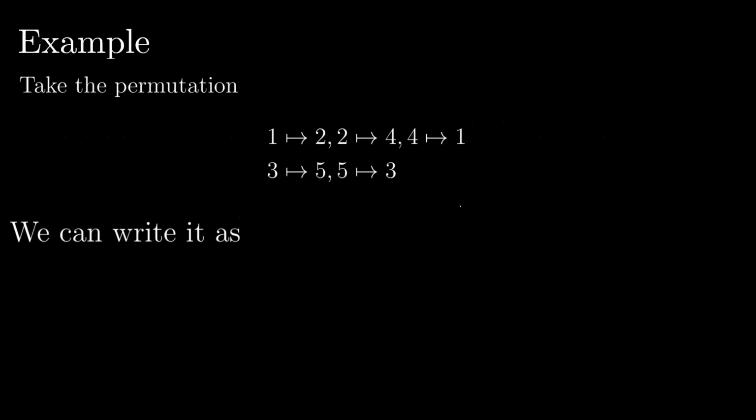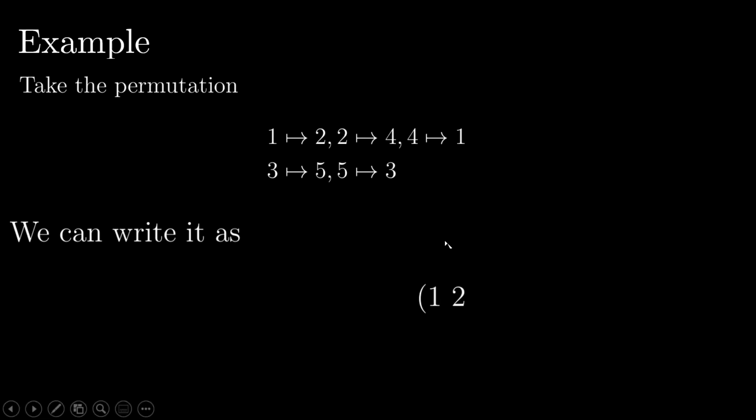So here's an example. Take the permutation that maps 1 to 2, 2 to 4, and 4 back to 1, and 3 to 5, and 5 to 3. And so here's the algorithm. We start at the smallest number that we haven't used yet. In this case, it's 1. Then we see what 1 maps to. In this case, that's 2. We write 2. And so now we see what 2 maps to.